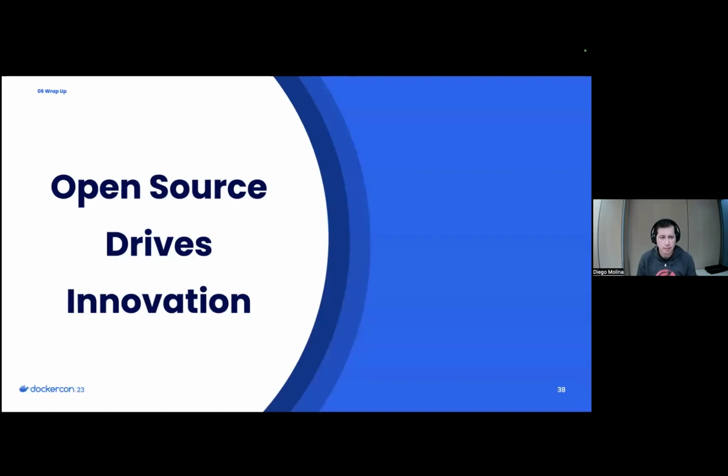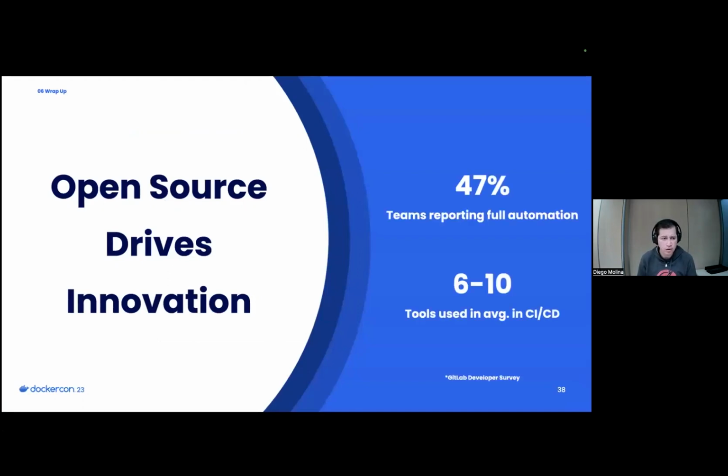And so open source is driving innovation. We saw that teams are reporting full automation in general at 47%, and for the tools they use mostly in CI/CD, they use between 6 and 10 tools. One of the interesting things that we saw at the Docker conference is that tools want to help developers with security analysis, faster builds, and so on, but there was a gap in testing.